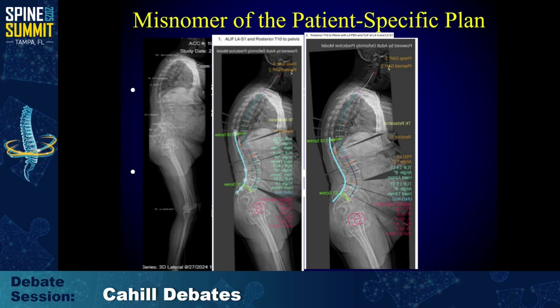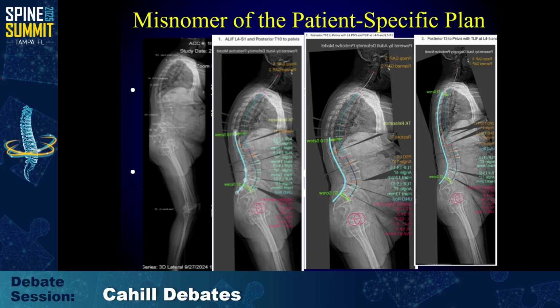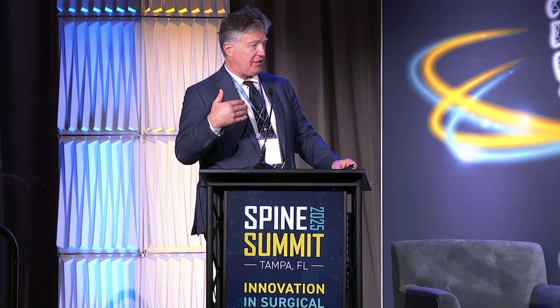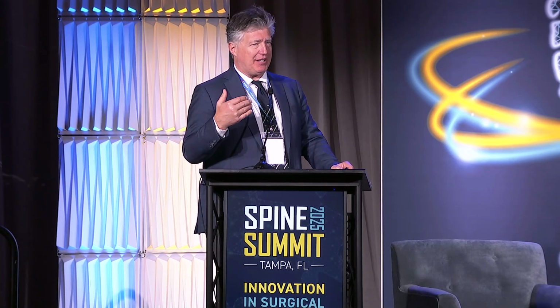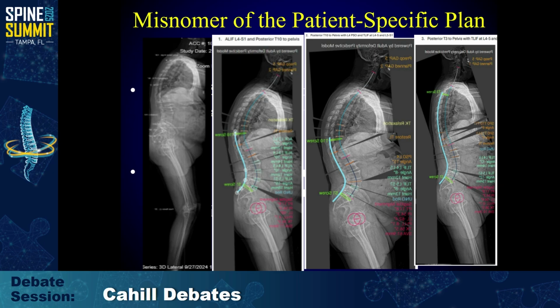So here's a case of mine that's upcoming where I've modeled what an alignment from L4 to S1 would look like versus a posterior T10 to S1. What would an L4 PSO look like is the second one. And the final one is, should I go from T10 to S1? Now, the company will make any of these rods for you, but ultimately you're the one who's got to be responsible for determining what alignment you want, because any of these will be created for you if this is what you request.